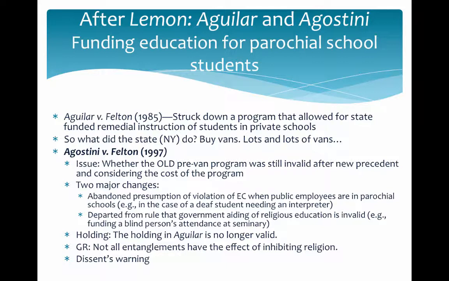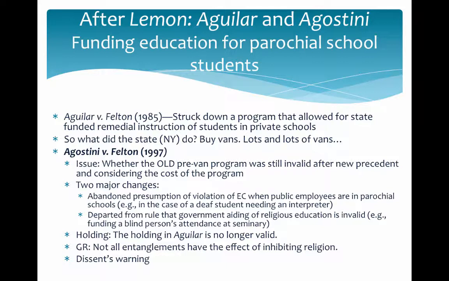Two is they departed from the rule that government aiding religious education is somehow invalid. So there is funding available for blind and deaf students that is not available for non-hearing impaired or sight impaired students.